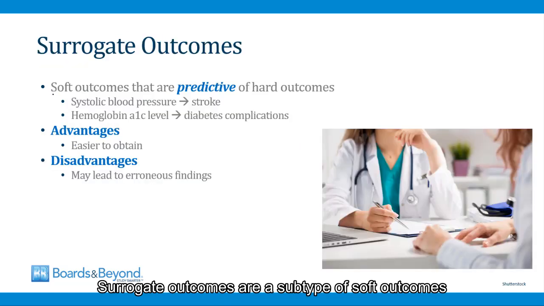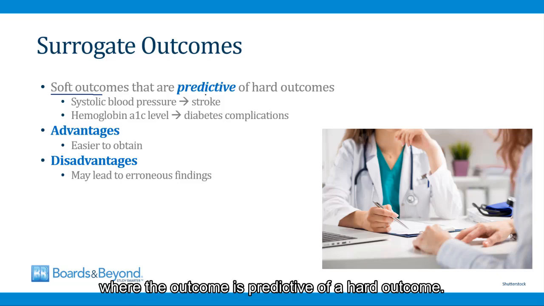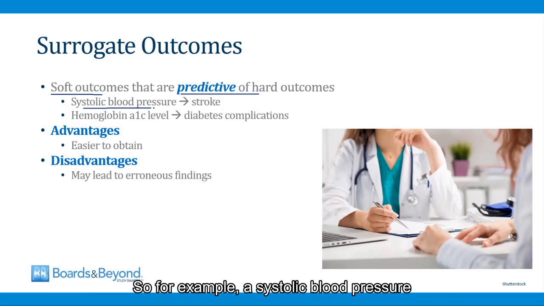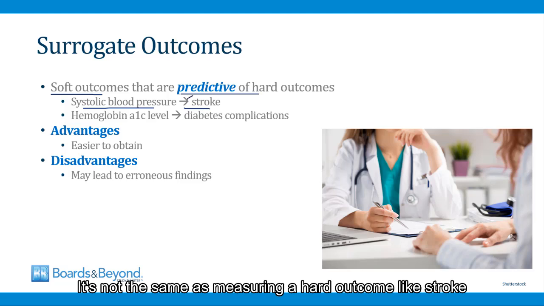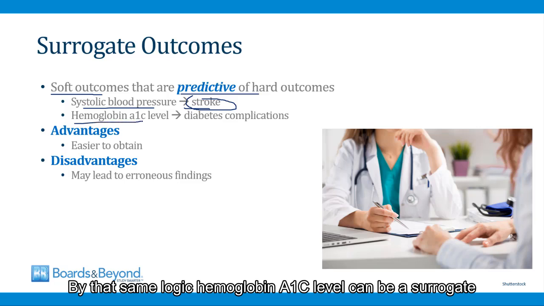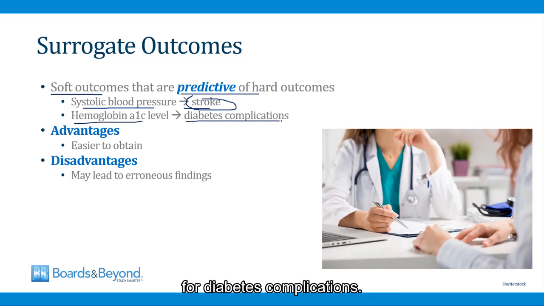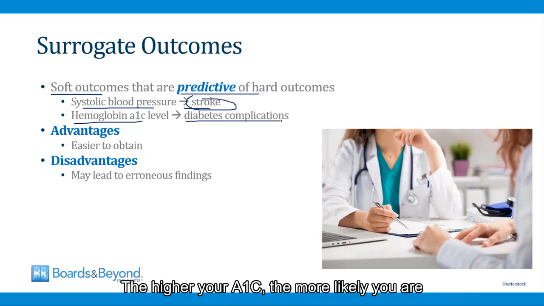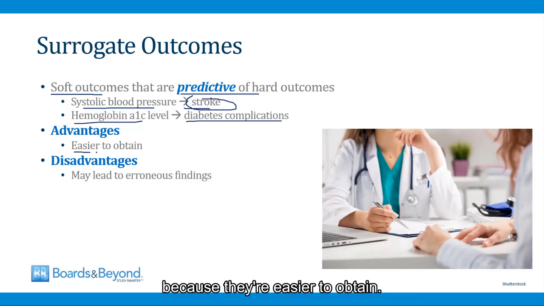Surrogate outcomes are a subtype of soft outcomes where the outcome is predictive of a hard outcome. So for example, systolic blood pressure can be a surrogate outcome for stroke. It's not the same as measuring a hard outcome like stroke, but the higher your blood pressure, the higher your risk of stroke, so it functions as a surrogate outcome. By that same logic, hemoglobin A1C level can be a surrogate for diabetes complications. The higher your A1C, the more likely you are to develop diabetes complications. Researchers like to use surrogate outcomes because they're easier to obtain.